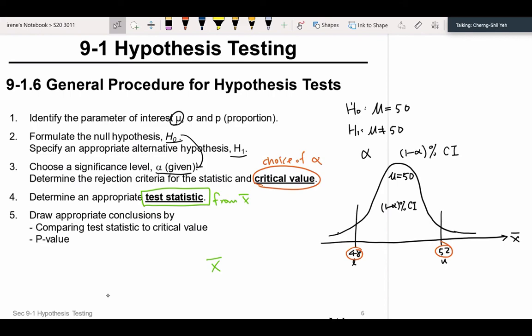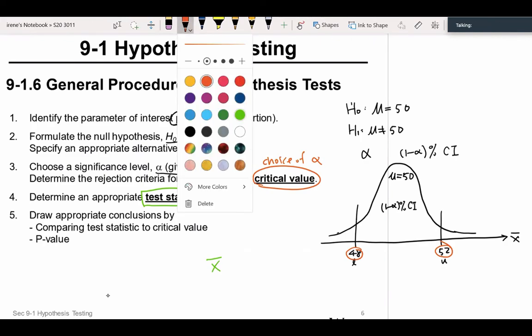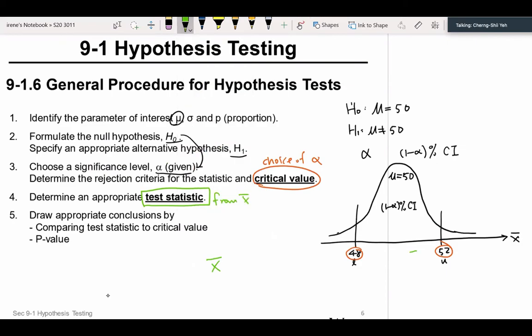Okay. Then my X bar is either located between these two values, or it's located outside. We'll draw our conclusion based on the location of the test statistic relative to the critical value.